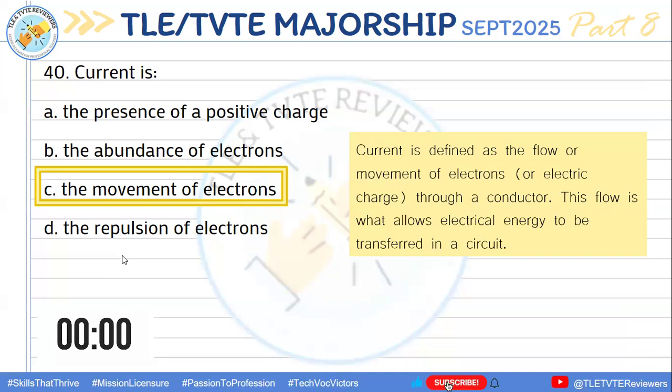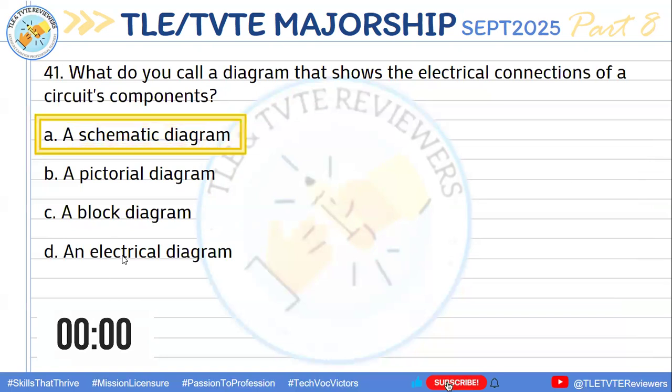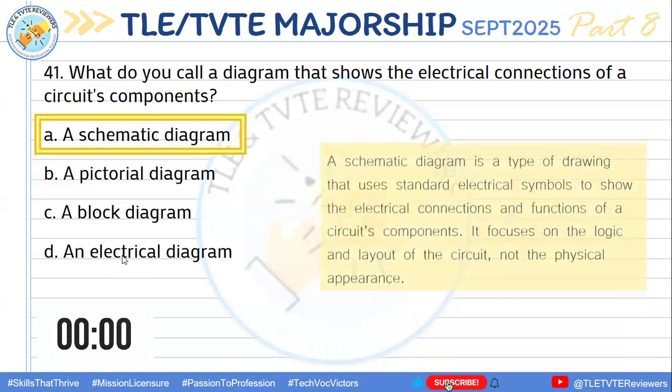So that's current. Number 41, what do you call a diagram that shows the electrical connections of a circuit's components? Is it letter A, a schematic diagram, B, a pictorial diagram, C, a block diagram, or letter D, an electrical diagram? Answer letter A, a schematic diagram.